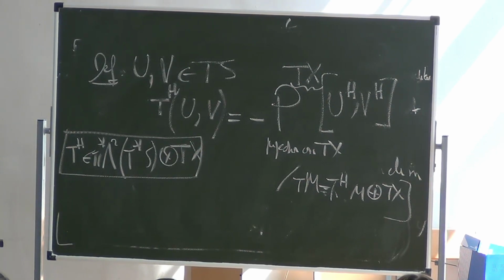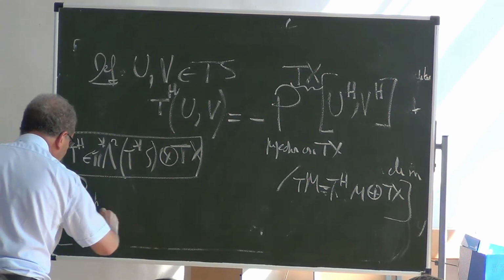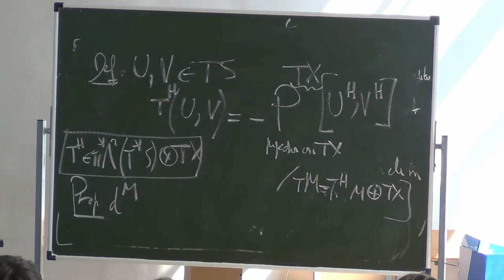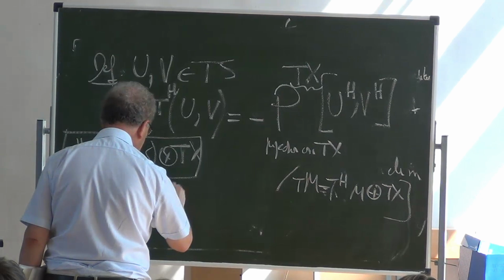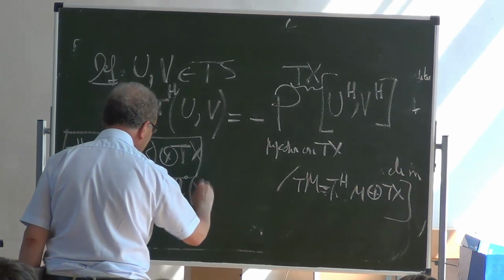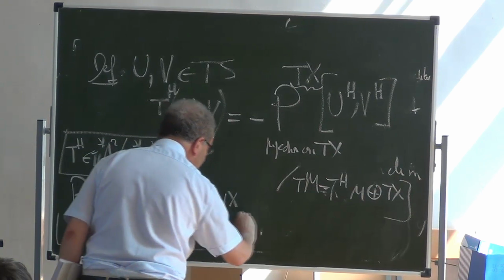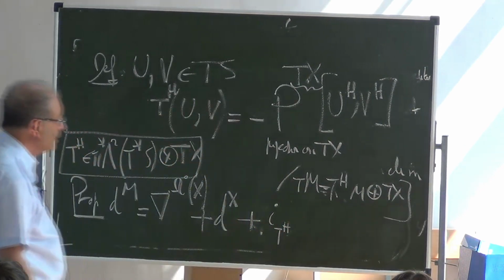And I claim, proposition, that we have the following formula. The de Rham operator dM, that's our initial de Rham operator, we can exactly split as a sum of three terms. The first term is nabla Omega X. The second term is a de Rham operator along the fiber, d^X. And the third term is a contraction by T^H.